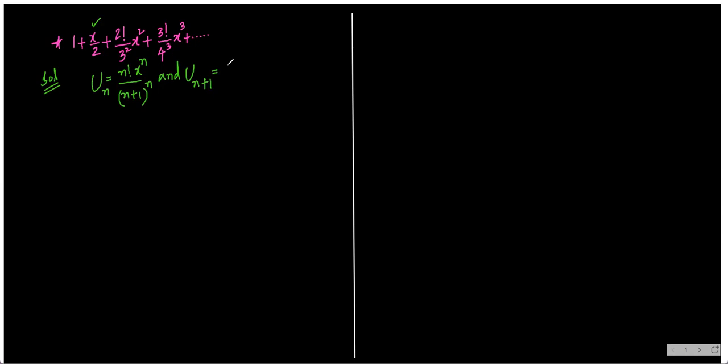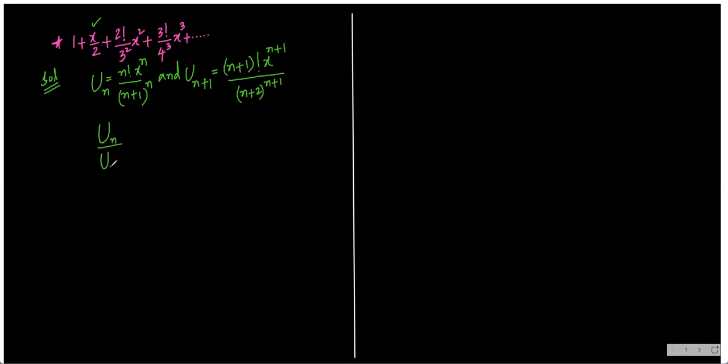Substituting n plus 1, n will be replaced with n plus 1. N plus 1 factorial, x to the power of n plus 1, and the denominator value is here n plus 1 plus 1, n plus 2, to the power n plus 1. This is our un plus 1 value. Let us move on. Un by un plus 1 value we can find out.